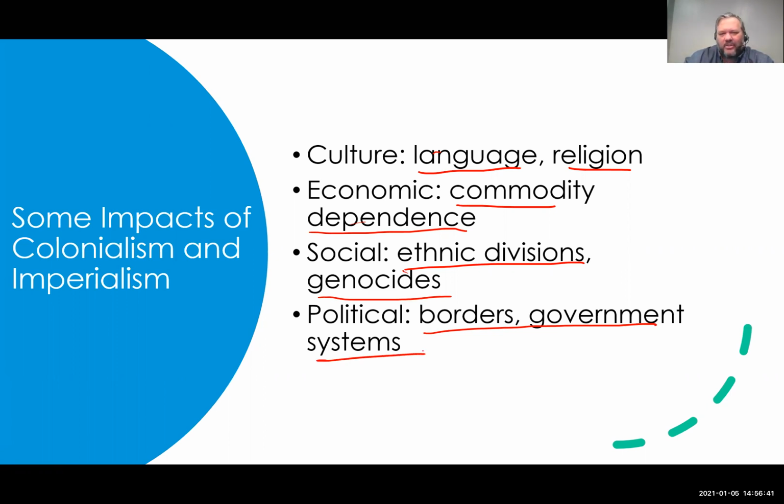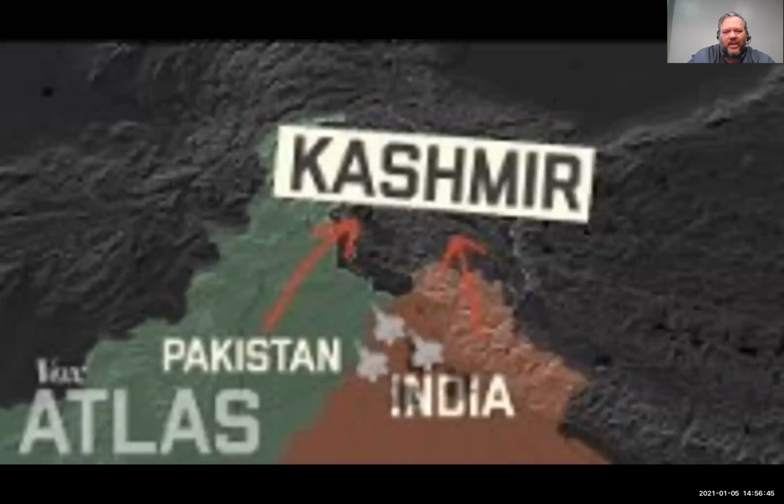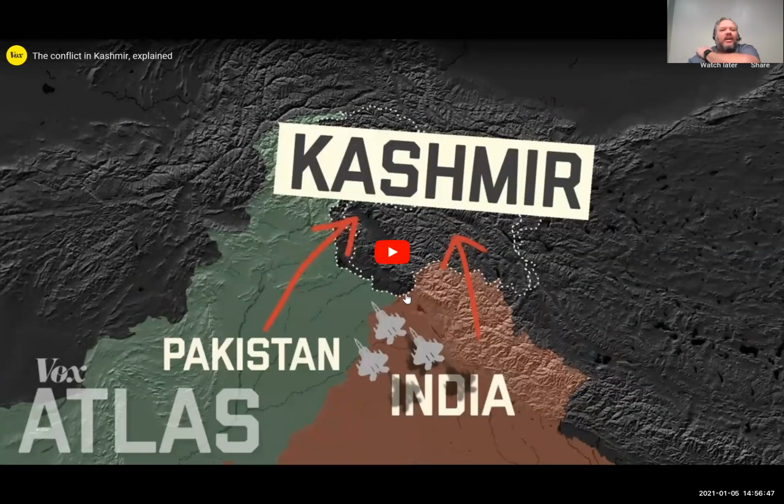And so colonialism and imperialism have these big, far-reaching effects. All right, so I mentioned Kashmir. I want to show you the effect. So here we have India and Pakistan. Pakistan used to be part of India, and obviously this is just a small section of India there.